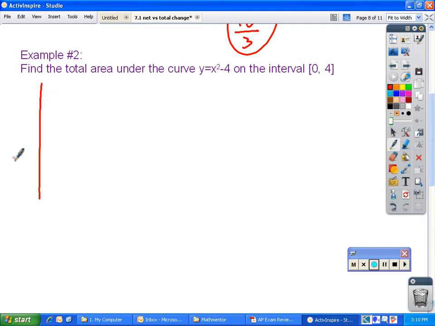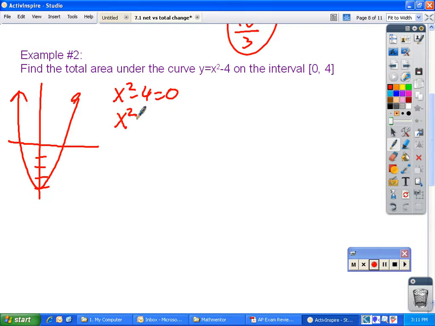If I am looking at the curve, it's x squared minus 4, so you should know the y-intercept is negative 4. X squared is a parabola. I can find out when it crosses the x-axis by setting x squared minus 4 equal to 0, finding those zeros. So x squared equals 4, x equals plus or minus 2. So this point right here is 2.